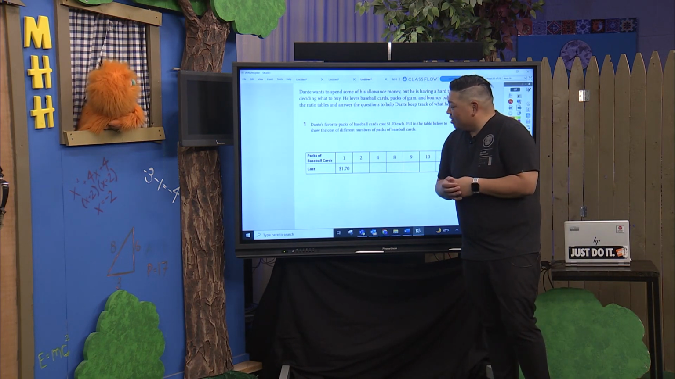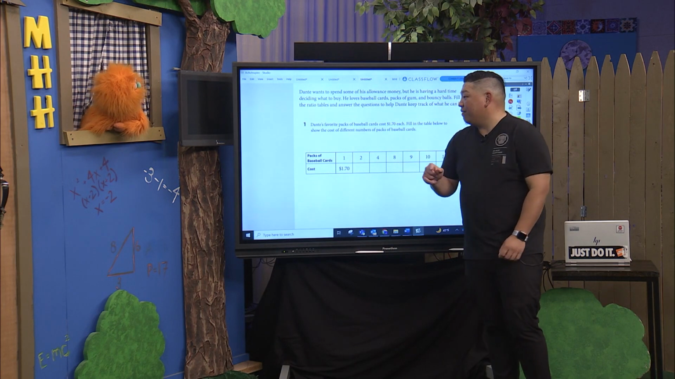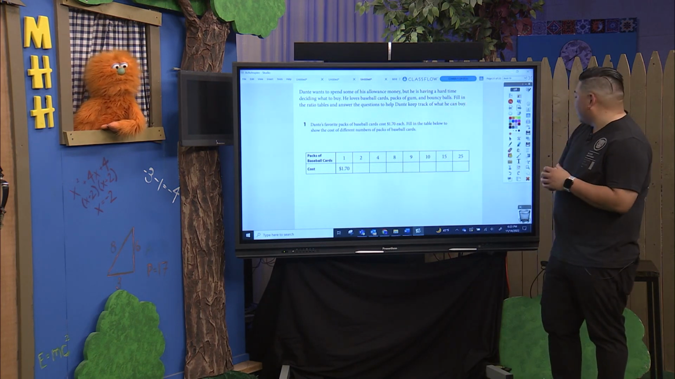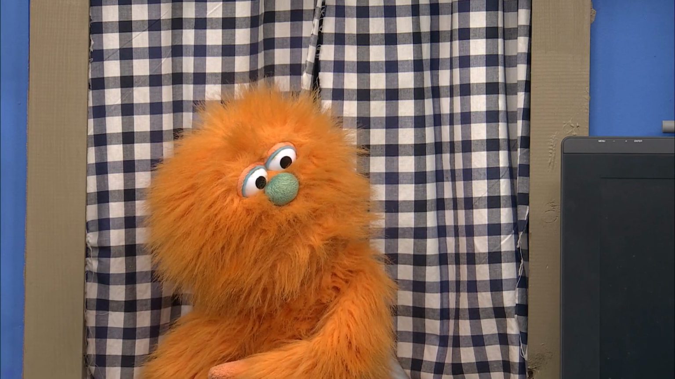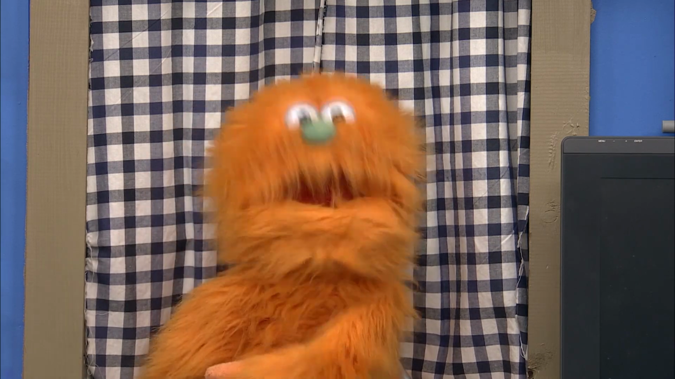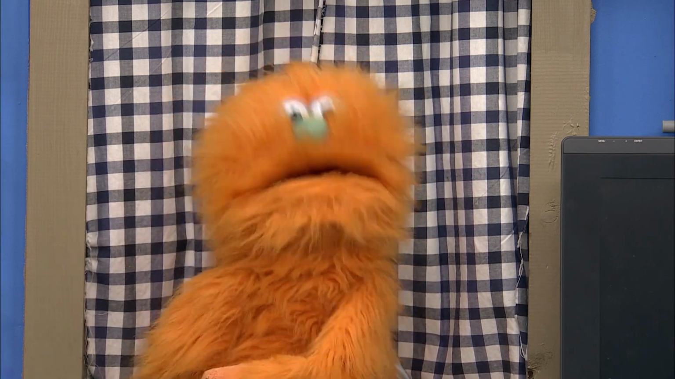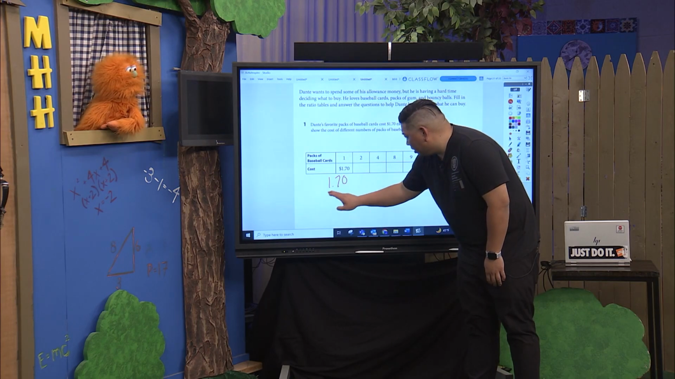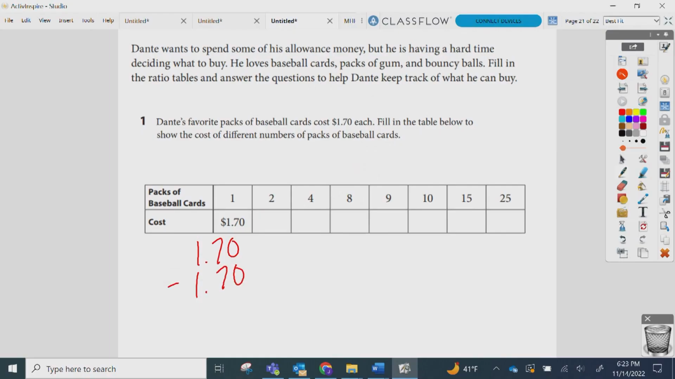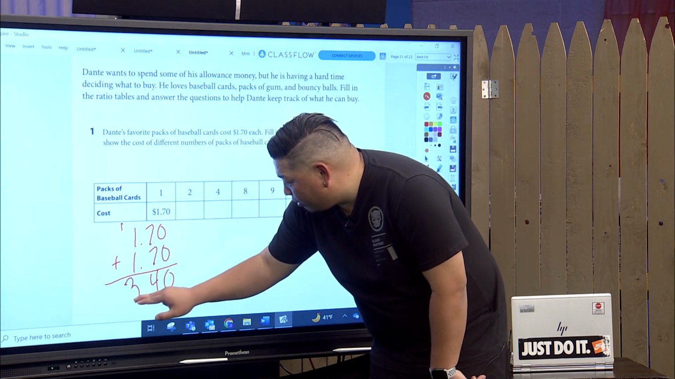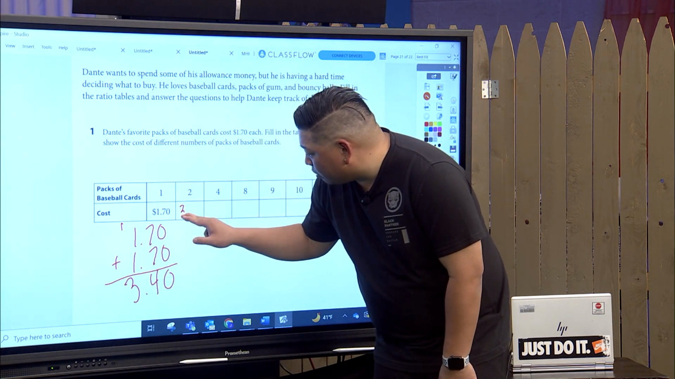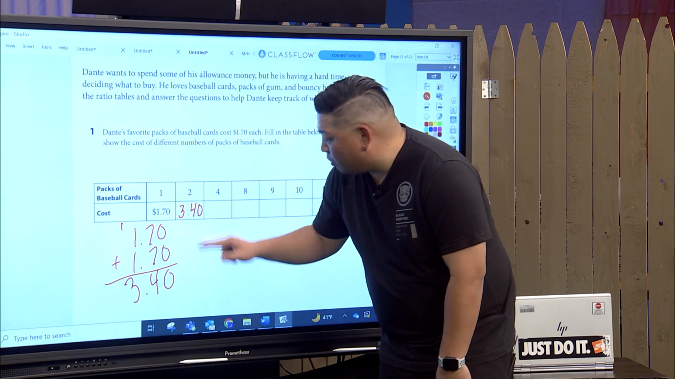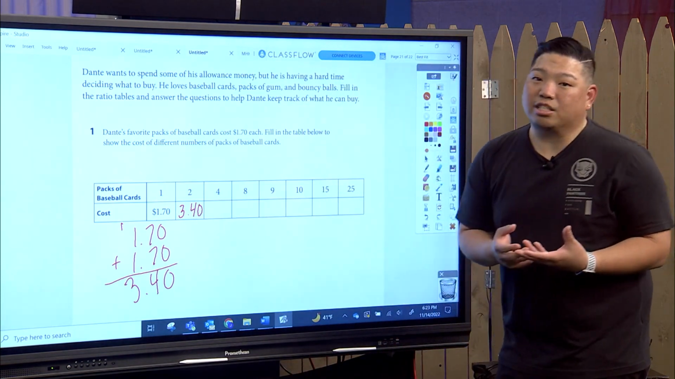All right. So if 1 pack costs $1.70, how much do 2 packs cost? What's one way you can help figure that out? Well, we could multiply it by 2, or we could add $1.70. Yeah, let's just do that real quick. So let's add $1.70 and $1.70, and that's going to give us $3.40 for 2 packs.